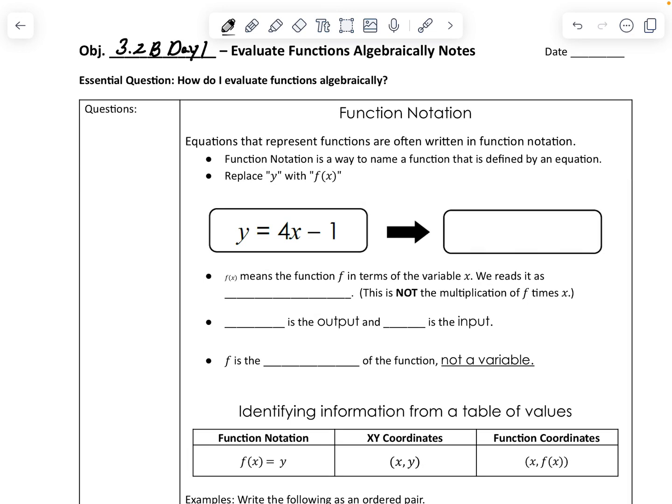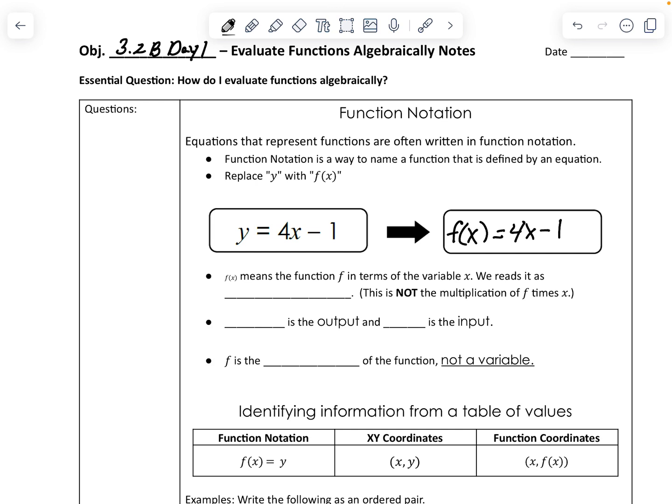So remember, with your function notation, equations that represent functions are often written in function notation. Function notation is a way to name a function that is defined by an equation. We replace y with f of x. So for example, when it says y equals 4x minus 1, in function notation, we would write f of x equals 4x minus 1.